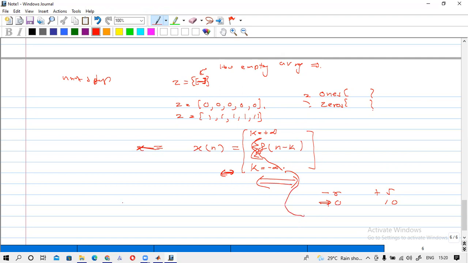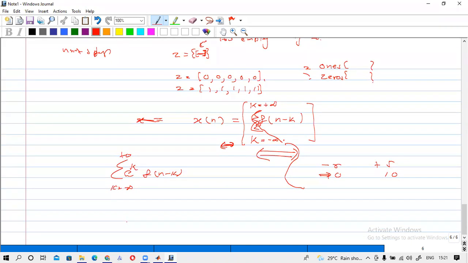Let's say that here we have to put some exponential weight, xk delta n minus k, sigma k equal to minus infinity to plus infinity. This kind of graph you need to draw. So if I practically draw this, how does it come? Let's assume it is from 0 to 5. From 0, this will be 1, so you will get 1. From 1, it is e to the power minus 1.